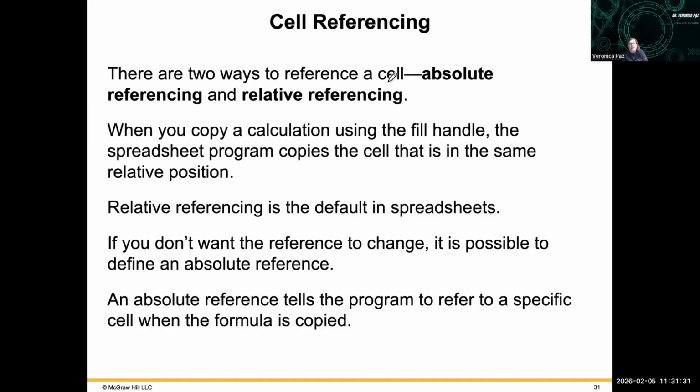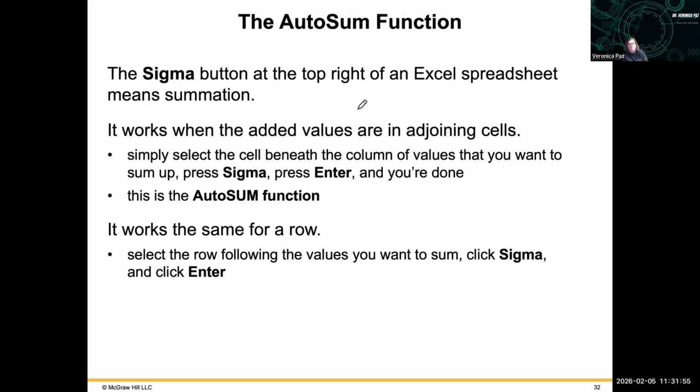Cell referencing: we have absolute and relative. Absolute referencing is when you add a nice little dollar sign in front of it, which tells Excel, hey, when we copy this, the cell isn't going to change. Relative referencing is, okay, if I copy the formula over from one column to another, the referencing will change. And I'll show you some of this if we have time.